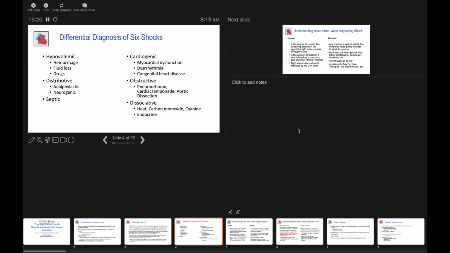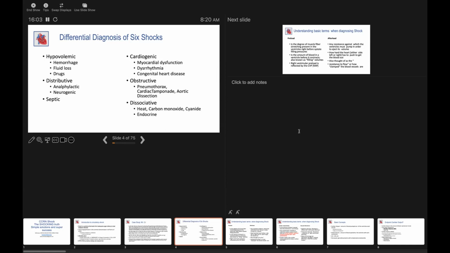Okay, and then there's dissociative shock. Dissociative shock, not going to be a question on your exam, but it actually is about anything that displaces oxygen from hemoglobin. Carbon monoxide poisoning, cyanide poisoning, severe heat can dissociate your oxygen from hemoglobin. And so you've released all this oxygen, and for a period of time, your patient is going to look beautifully oxygenated, and then all of a sudden, they're going to become profoundly metabolically acidotic, and their SaO2 is going to drop severely. Okay, so that's dissociative shock.